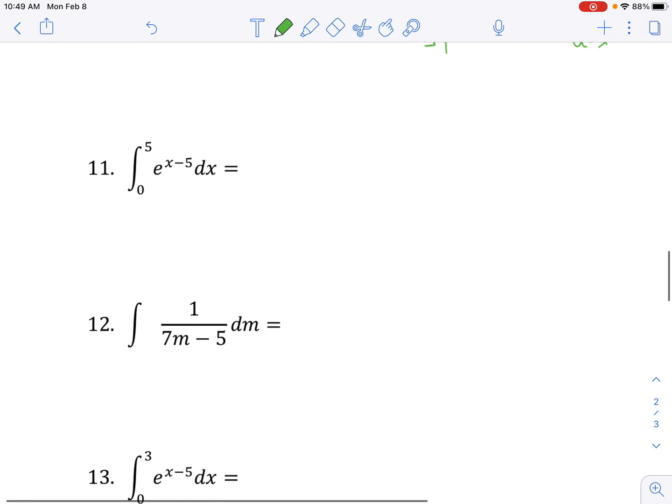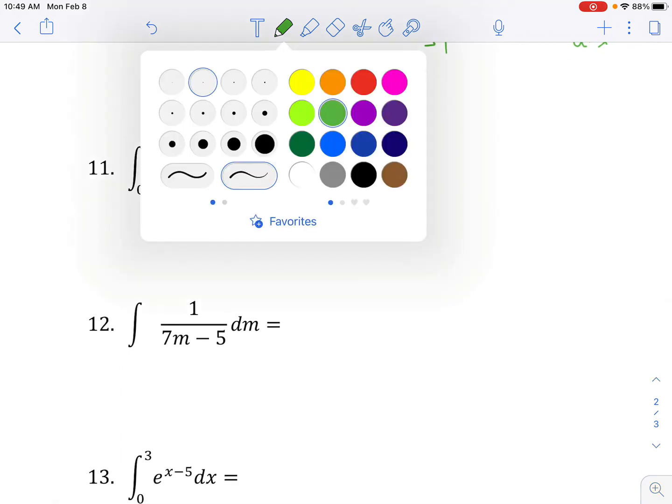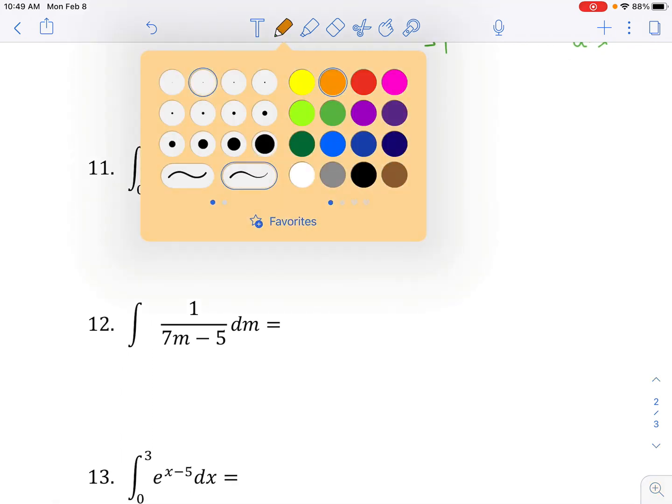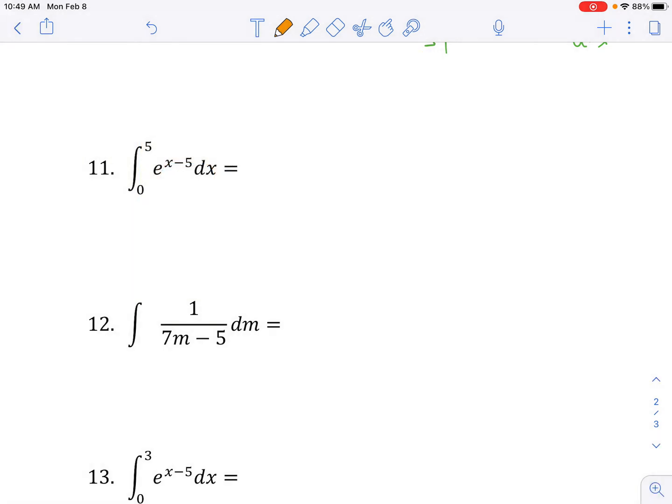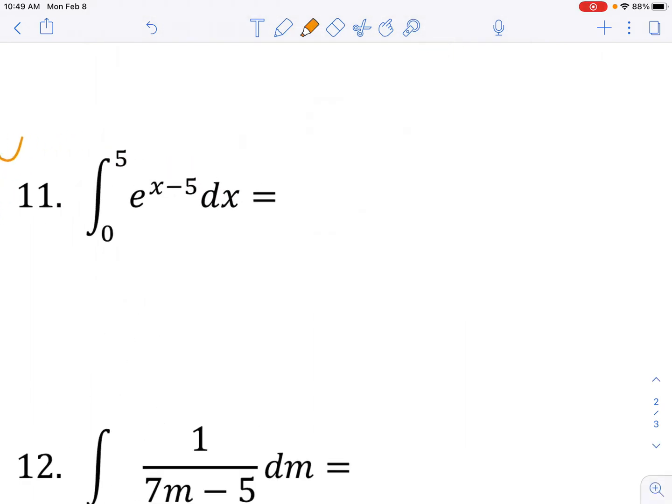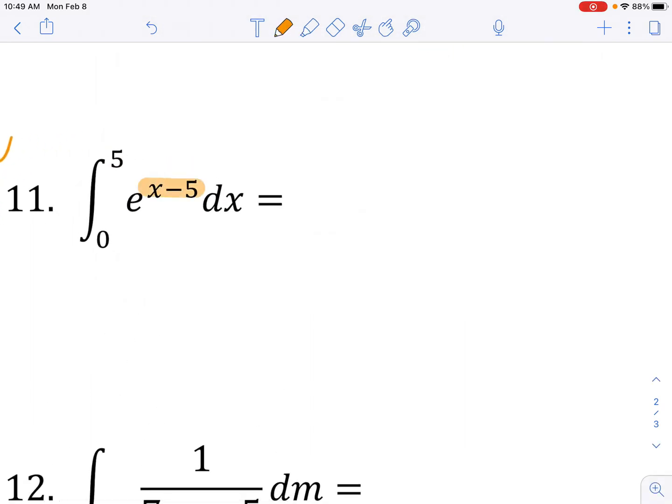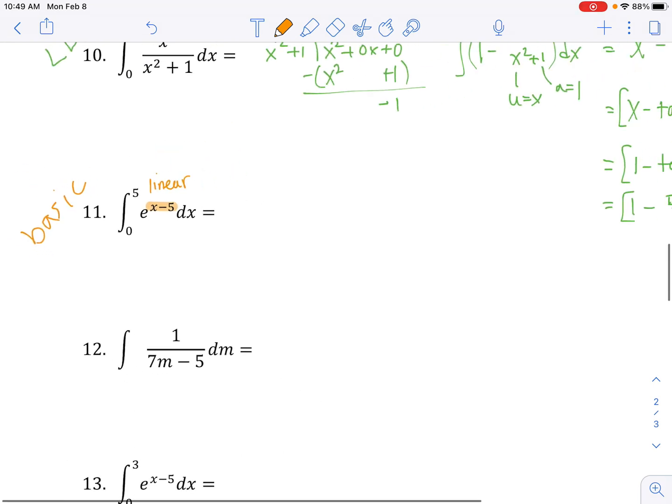Okay, let's look at 11. So 11 definitely could do a u sub here, but you don't have to. You could also apply your basic rule because again we have this linear inner function here. So we'll do it both ways. We'll continue to do this until you get comfortable with this. We'll show you the basic, and then we'll go back and wrap around and do the u sub.